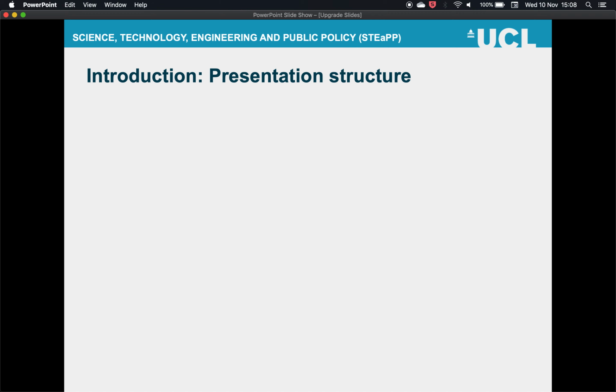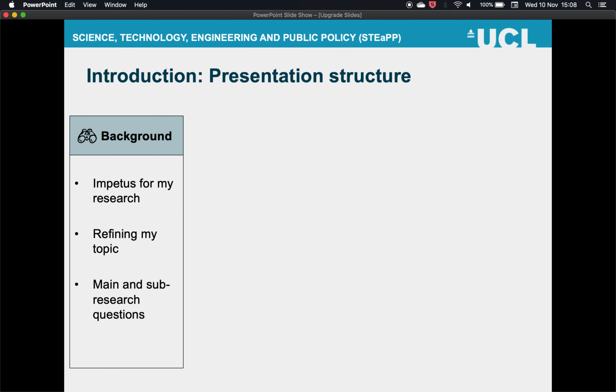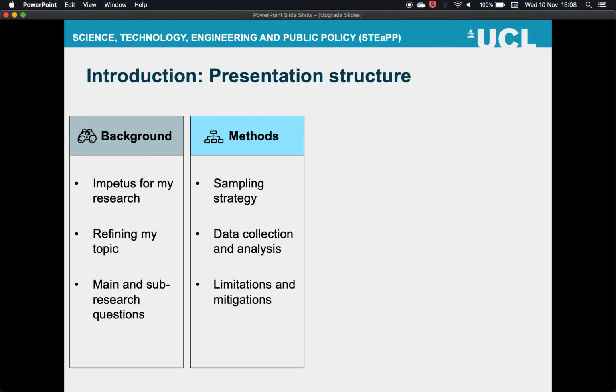So in terms of the structure today, I kept it really simple because I only have half an hour. There's a lot more data and a lot more literature that is available, so please do ask after the presentation if you would like a copy of the full report. I'm going to start today's presentation with a bit of background, so the impetus behind my research, how I refined my research topic, and then how I got to my main question and broke it down into sub-research questions. I will then move on to the methods, so that's the sampling strategy, the data collection and analysis, and then the limitations and mitigation techniques that I had in place.